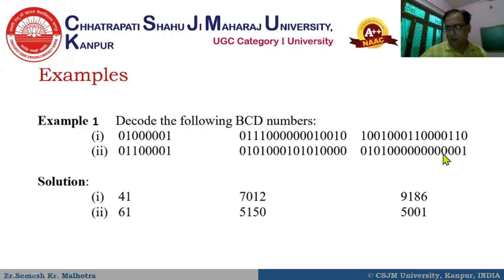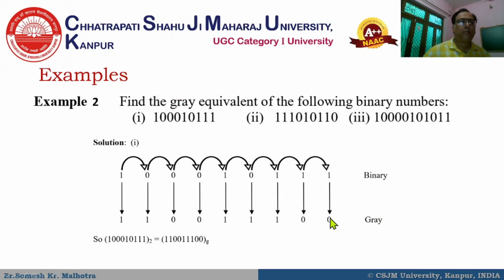This 4 bits are 1. Then 4 bits are 0. Then 4 bits are 0. And last 4 bits are 5. That is 5001. Okay. Now, let us find the gray equivalent of the following binary numbers.